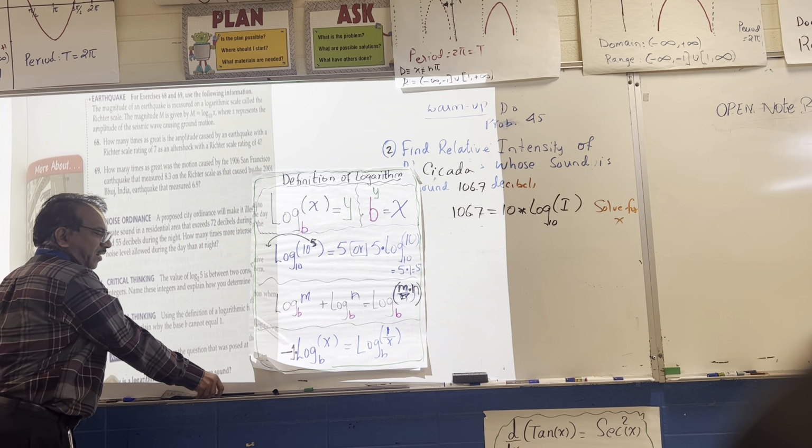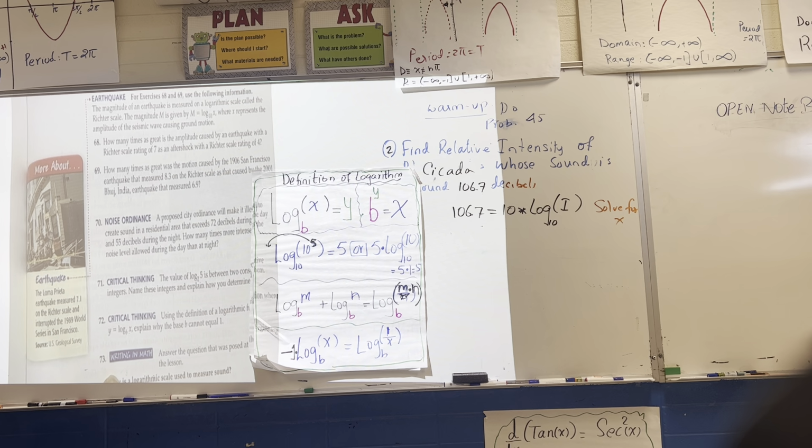The magnitude of an earthquake is measured on a logarithmic scale called the Richter scale. The magnitude M is given by M = log10 x, where x represents the amplitude of the seismic wave, positive seismic wave, yeah, pauses, ground motion.